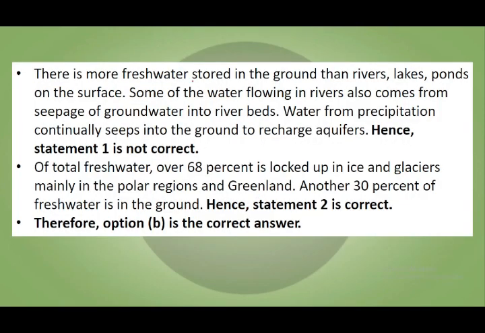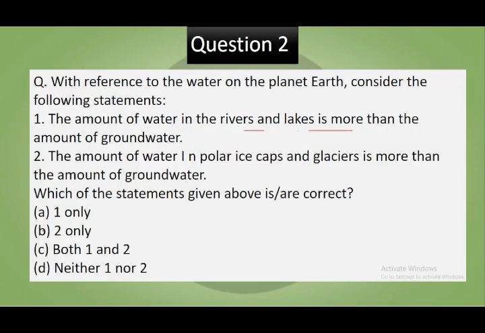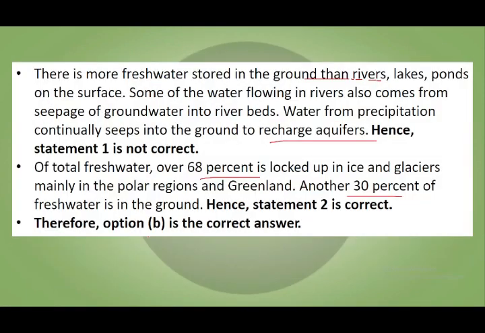There is more fresh water stored in ground than the rivers. Therefore, first statement was wrong. Some of the water flowing in the rivers also comes from seepage of the groundwater into the riverbeds. Water from precipitation continually seeps into the ground to recharge the aquifers. So first statement was incorrect. Of total fresh water, over 68% is locked up in the ice and glaciers. Another 30% of fresh water is in the ground. So therefore only the second statement was correct. So the answer is B.